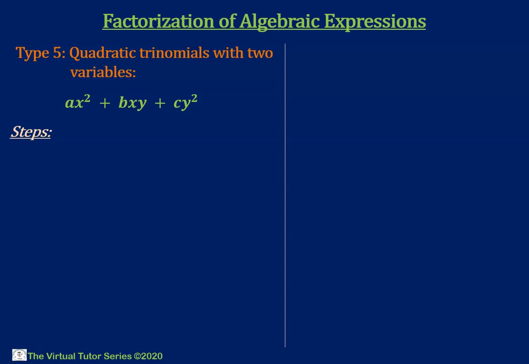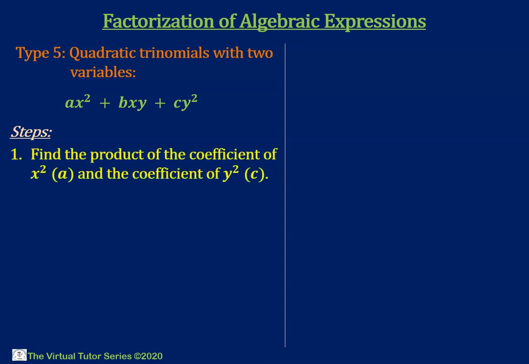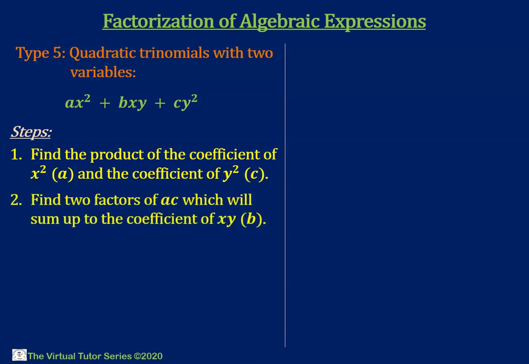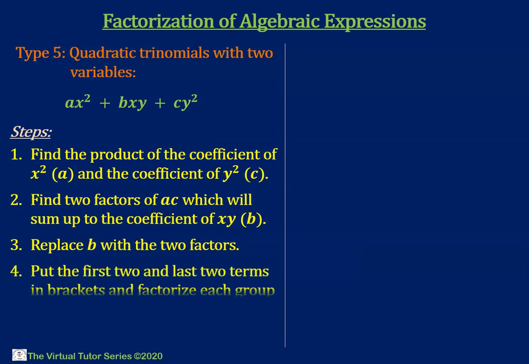So for the first step, we need to find the product of the coefficient of x squared and y squared. For the second step, we find two factors of the product of x squared and y squared, which will sum up to the coefficient of xy. For the third step, we put these two factors in place of the coefficient of xy. And for the fourth step, we put the first two and last two terms in brackets and factorize each group separately.